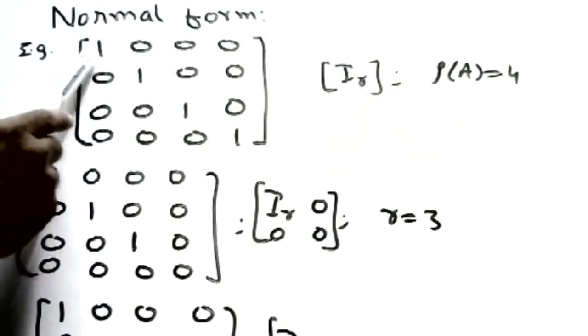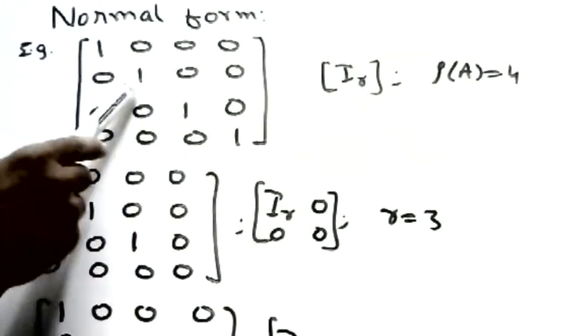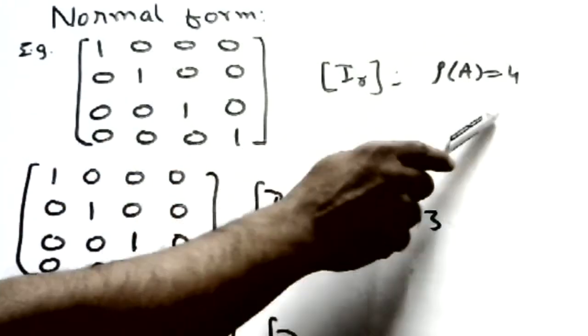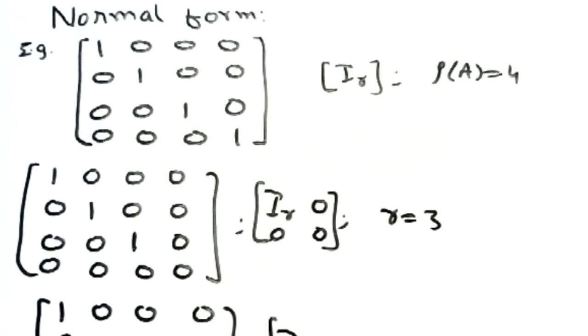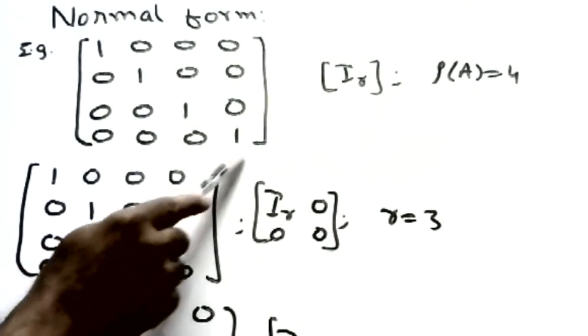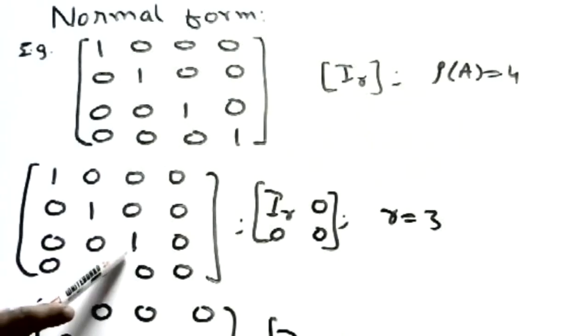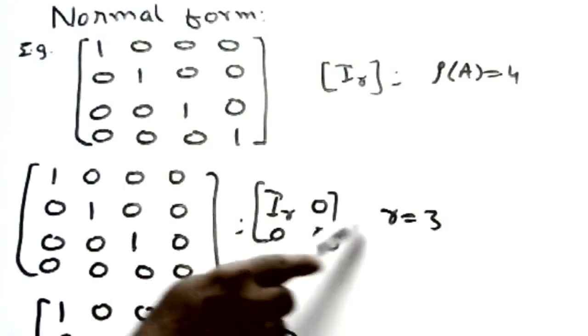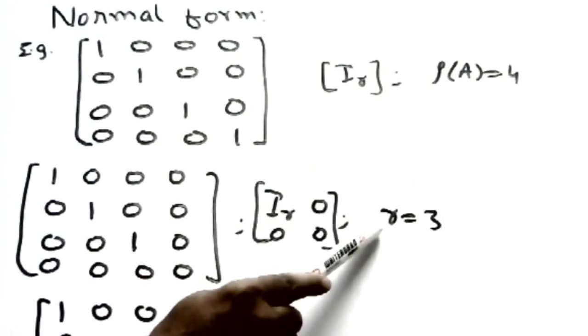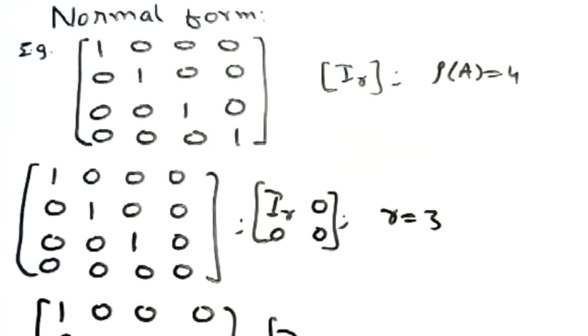1 0 0 0 0 1, okay, we are left with four ones here, 1 2 3 4. So the rank will be 4. But what happens sometimes, this one will also become 0 like this. So in this case we have only three ones. So the rank will be 3.